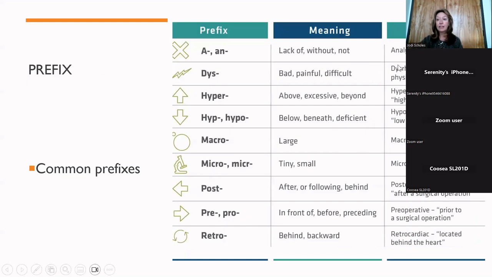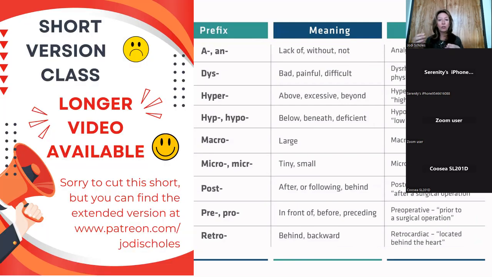Here are some common prefixes. All right. So we're going to use these prefixes in a word. So a or an. So analgesic. That's without, not, a lack of, anaerobic. So we'll move through these, but analgesic. That analgesic is a word that means aspirin. So an analgesic cream is a cream that is designed to help with pain, to be without pain.